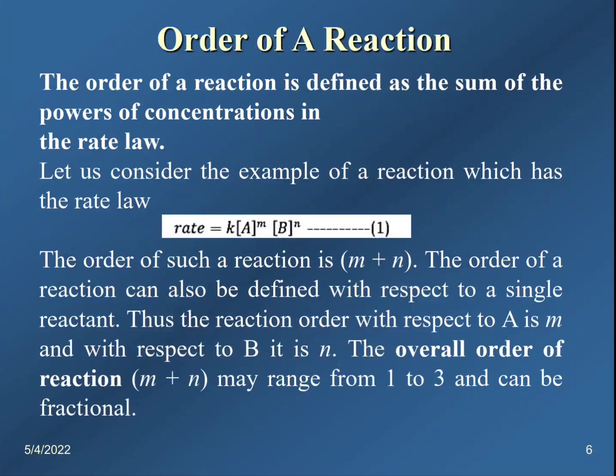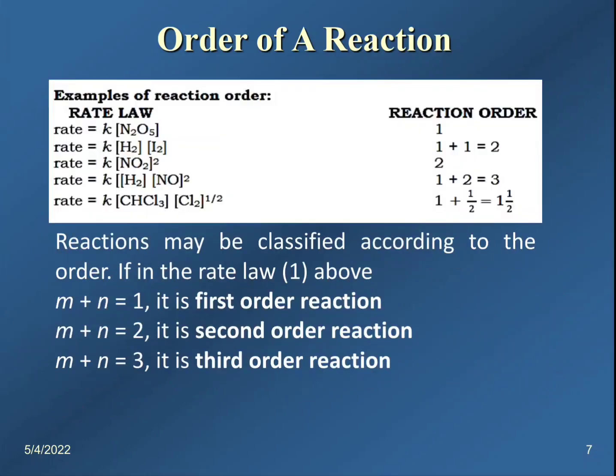Next is the order of the reaction. Order of reaction is defined as the sum of the powers of concentration given in the rate law. Let us consider the example of the reaction given in the rate law, rate equals K into A raised to m into the concentration of B raised to n. For this rate law, we express the order as m plus n, where the power to the concentration of A is m and the power to the concentration of B is n. So m plus n gives the order of that reaction.